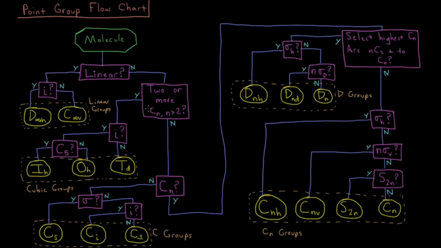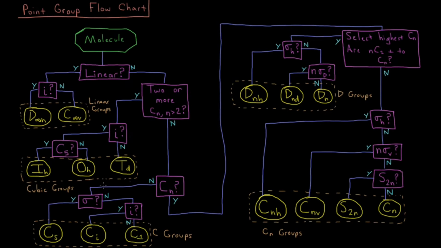Okay, if not, then we ask, does it have two or more Cn where n is greater than 2? So does it have two or more C3s, C4s, or C5s? Usually that might be hard to see from the outside. Usually these types of cubic groups, you just have to notice whether or not it is that type of high symmetry. So that's how they ask this question. For example, there are C3s in methane, multiple C4s in SF6, and multiple C5s in Buckminster fullerene.